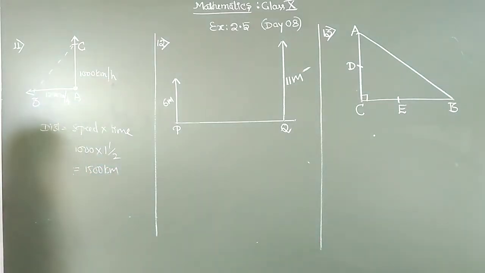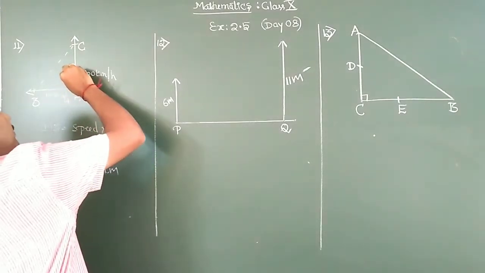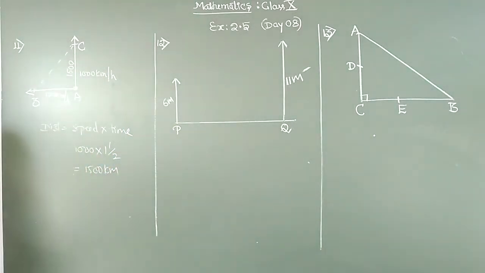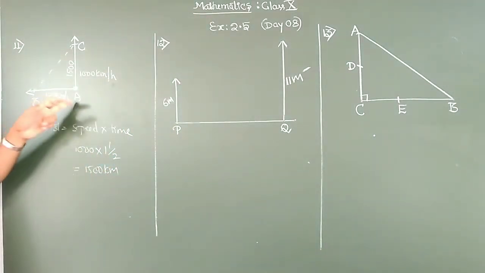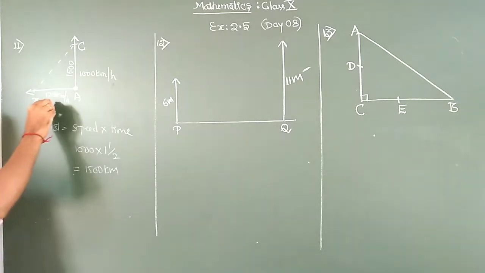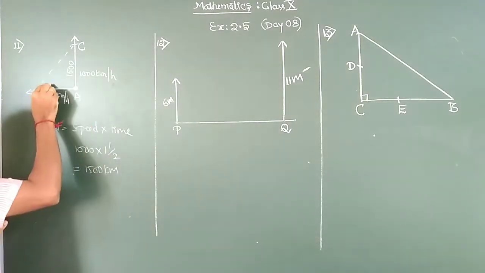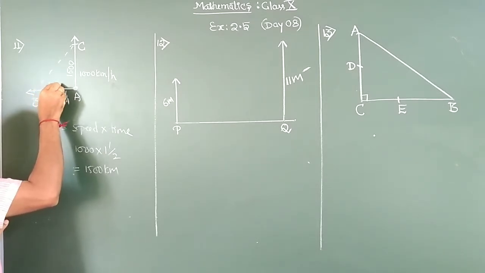So what is the meaning now? Distance AC is 1500. Similar way, what is distance AB? That is in 1.5 hours, 1200 into 1.5. It becomes 1800.